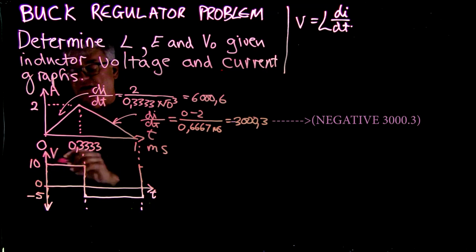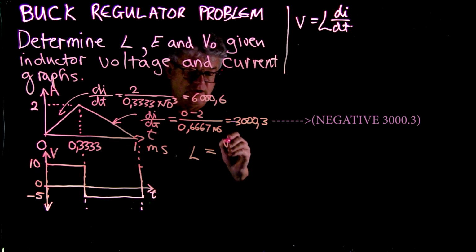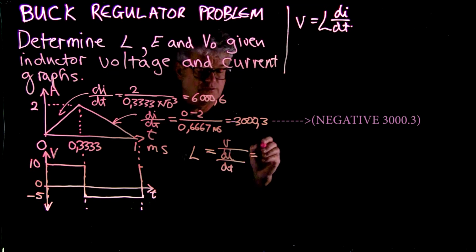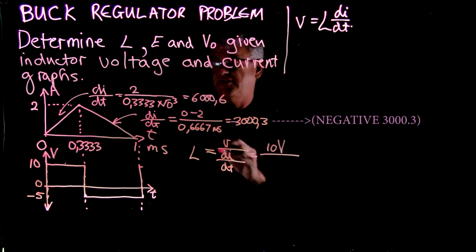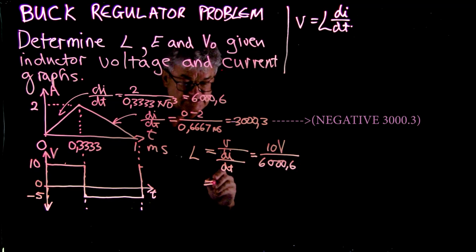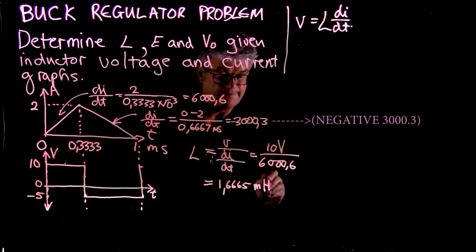Since we now have the voltage and we have the di dt during the time that the switch is closed, we can determine L. So L is equal to V divided by di dt, and that is equal to 10 volts, and the di dt is 6,000,6, and that gives us an L of 1.6665 millihenry.